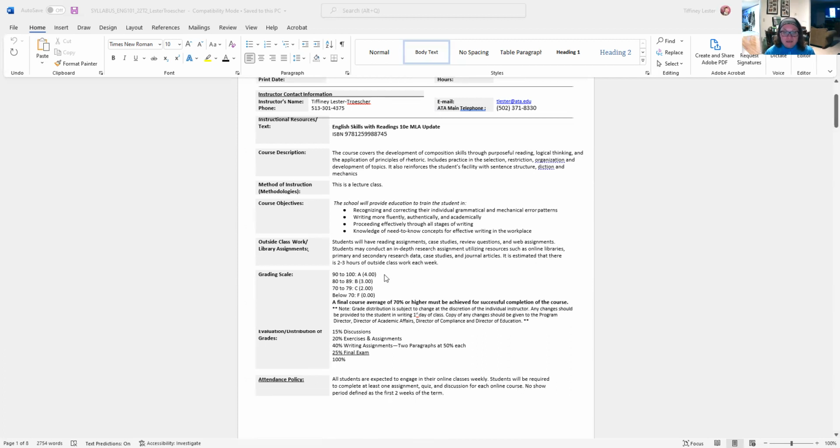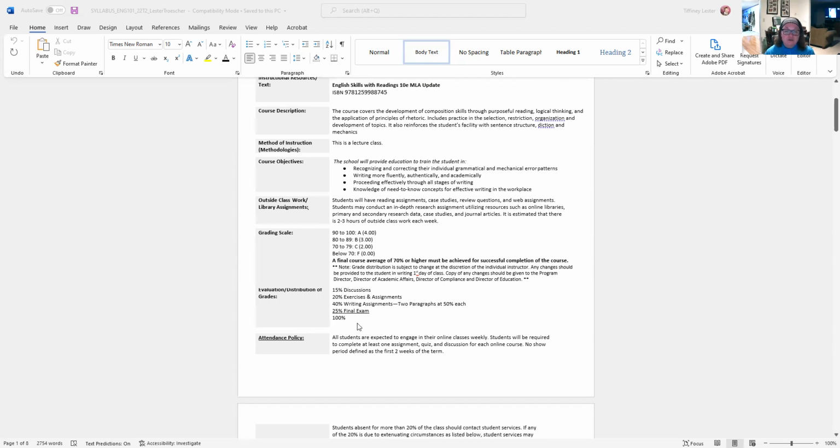Let's see. Our grading scale, just remember that you need a 70% or higher to pass the class, right? Right here, you can see the distribution of grades, right?